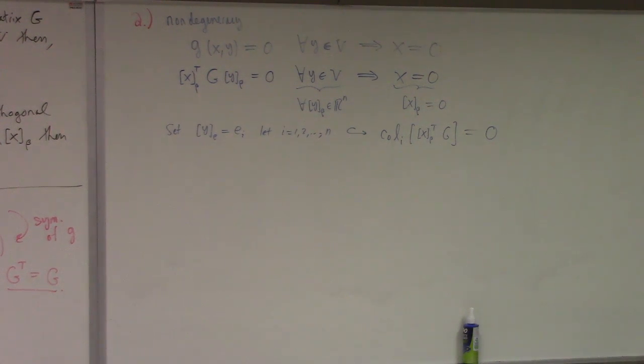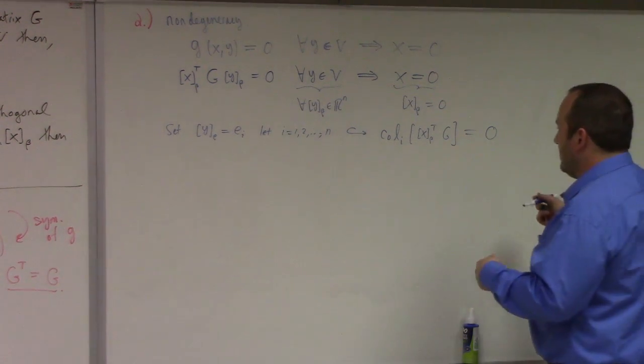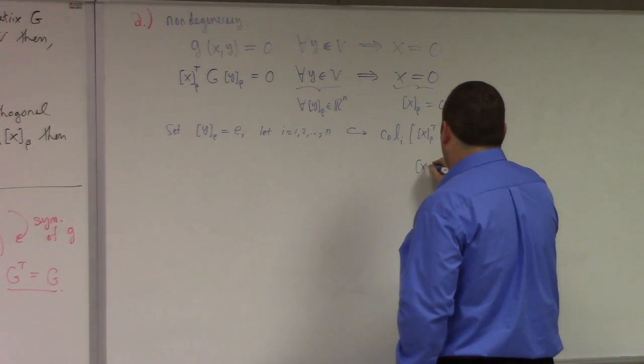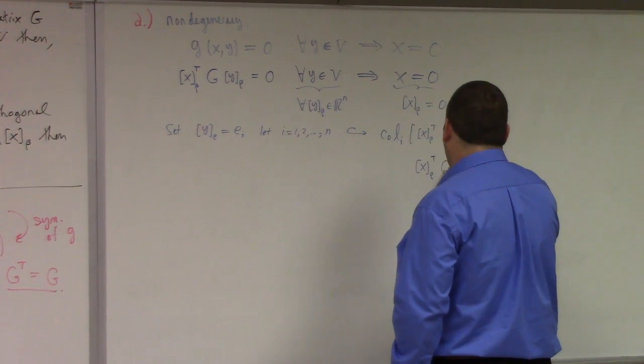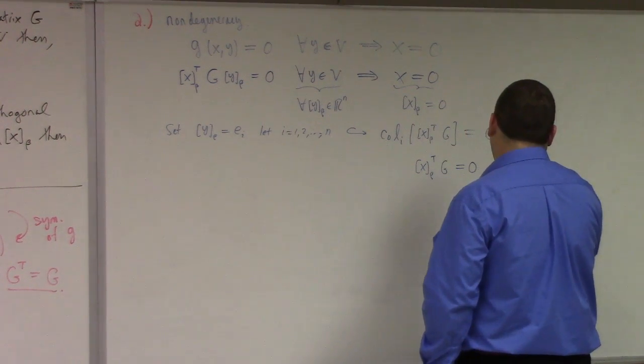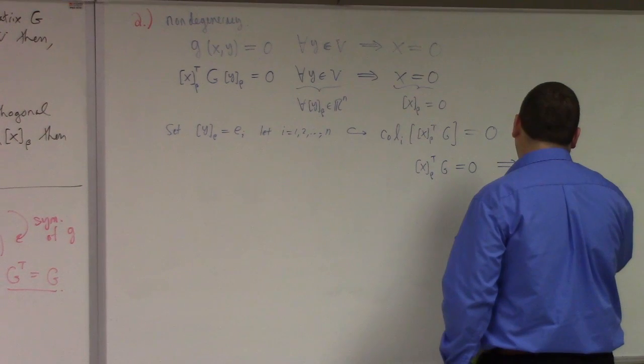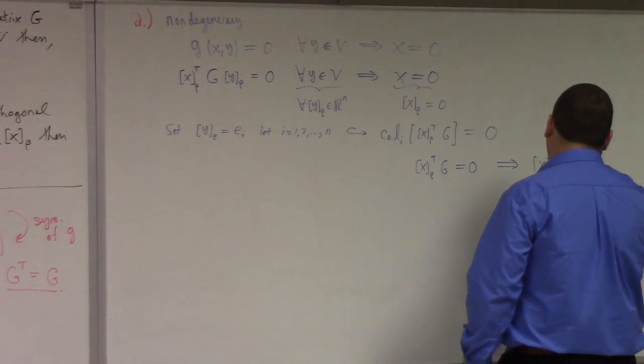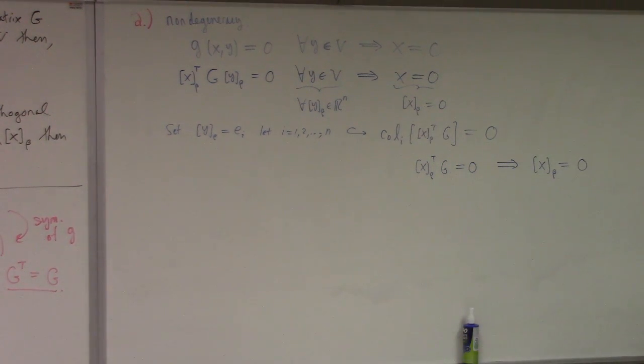We get that every column in that matrix is 0 by letting y equal vi, which gives us the standard basis. I think I said this last time as well. So what we got to is that x beta transpose G equals 0 implies that x beta is equal to 0. That's almost what I want, right?